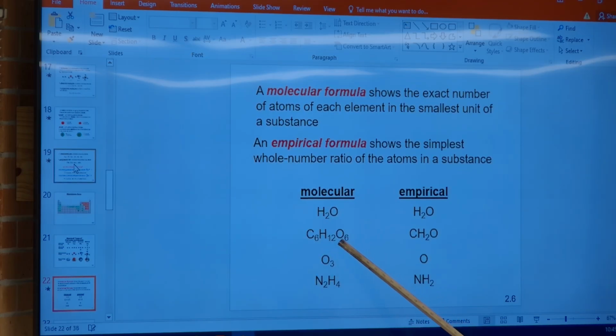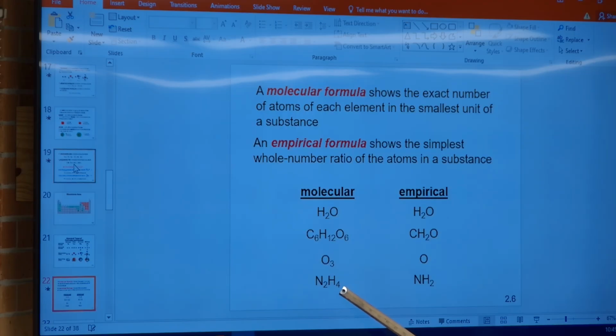Then according to the definition of the empirical formula, can we simplify this? 6, 12, 6. Of course, everything divided by 6 becomes 1, 2, 1. Right? So the empirical formula is CH2O. No number, again, means 1. One carbon bonded with 2 hydrogen and 1 oxygen, just the simplest whole number ratio. The actual number is 6 carbon, 12 hydrogen and 6 oxygen.